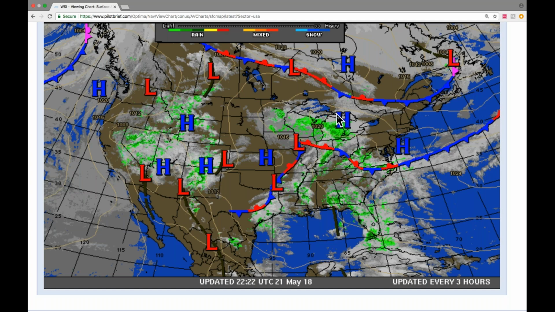But yeah, so that's what's important to remember about these high pressures and low pressures, is the way they circulate, right? So low pressures, we're going counterclockwise and up. High pressures, we're going clockwise and down. Okay.